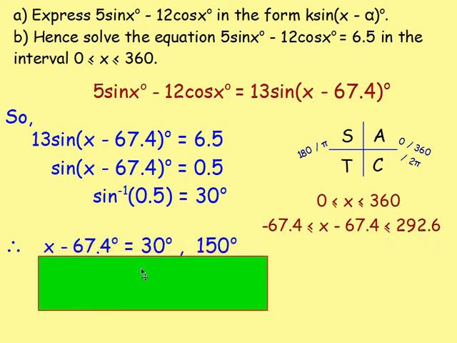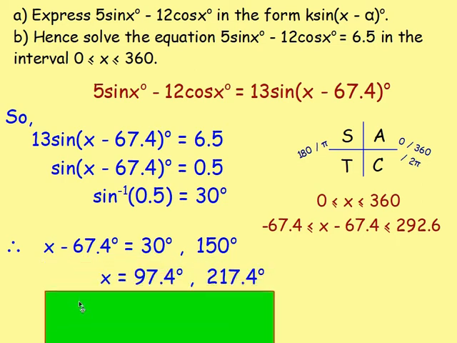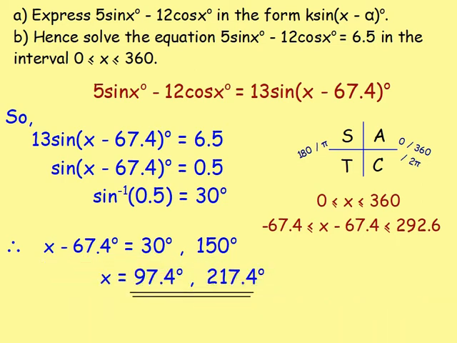For that then, if you think about CAST, you will be using quadrants A and S, so the first and the second quadrant. So you've got 30 degrees, or 180 minus that, 150. From there, just add and subtract 360 to both of these values and check if there's anything else that comes up in this interval between negative 67.4 and 292.6. There's not. So from there, you can add 67.4 to both answers, and that will be your values for x.